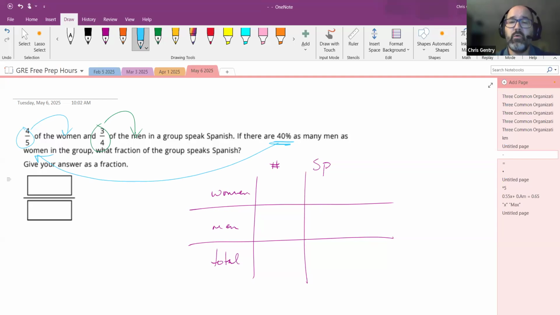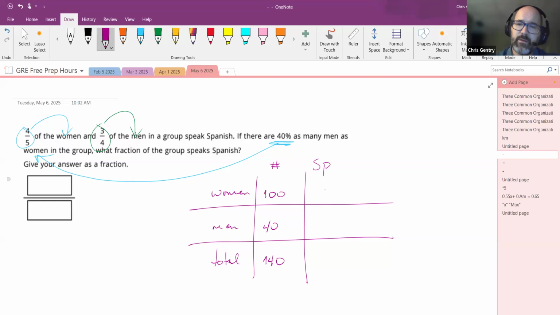Since I've got more stuff that applies to women than to men, I'm going to choose for the number of women, and I'm going to go ahead and just make that 100. Probably a larger number than I need, but I know it will work well with percentages. I know it will work well with fifths. I know it will work well with fourths. If there are 100 women, that means there are 40 men, for a total of 140 people.